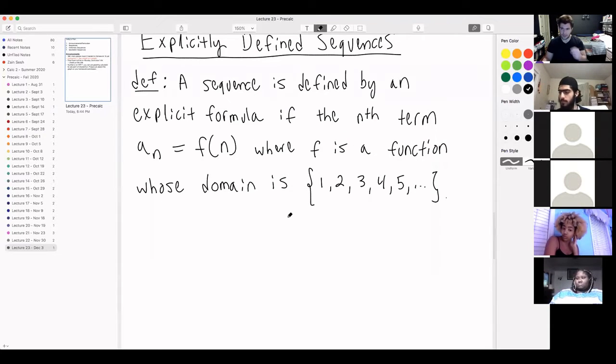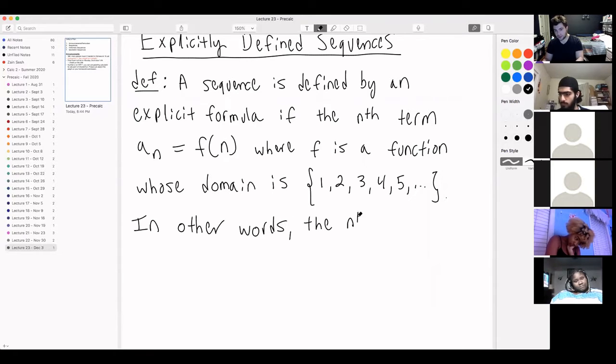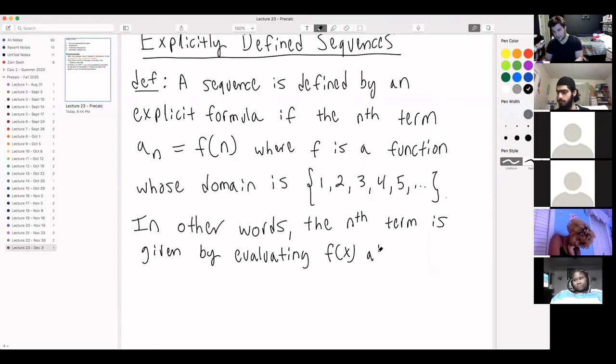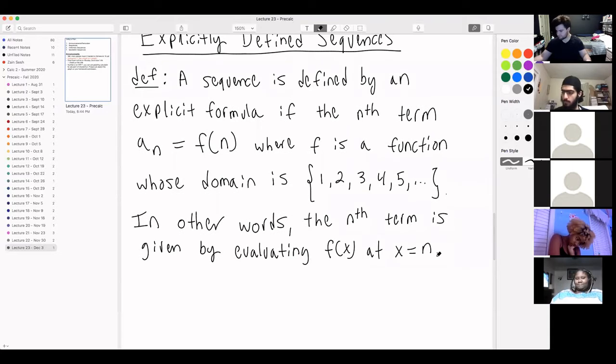Okay, so obviously I'm going to give you guys some examples. Just quickly, in other words, the nth term is given by evaluating this function f of x at x equals n. So it's explicitly defined. I have a function that will generate terms of the sequence depending on which n I plug in.